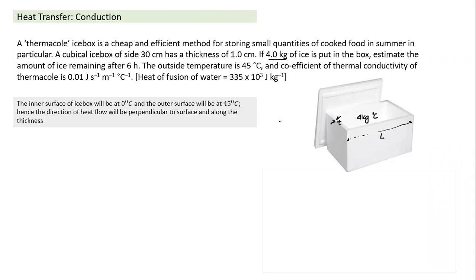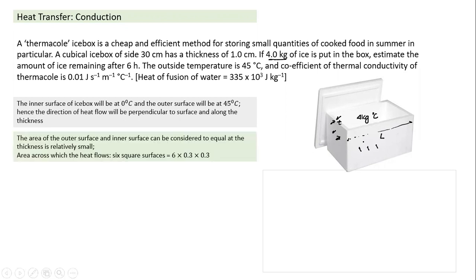What we need to understand is why the ice would melt here. All parts of the inner surface of the box will be at a temperature of 0 degrees centigrade. You have to understand that all 6 inner surfaces will be at 0 degrees and all outer surfaces will be at 45 degrees. Hence, the direction of heat flow will be perpendicular to the surface, along the thickness. The heat will flow from outside to inside, and all surfaces will flow like this.